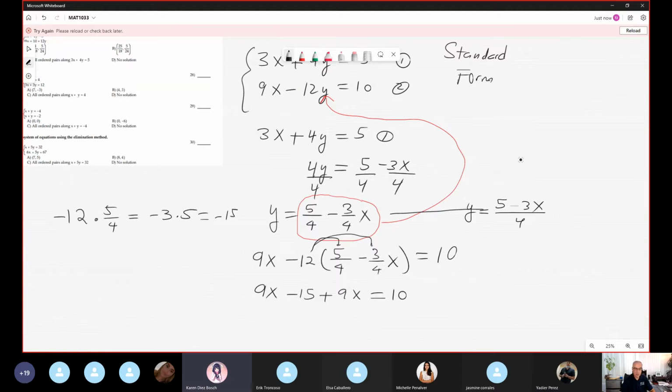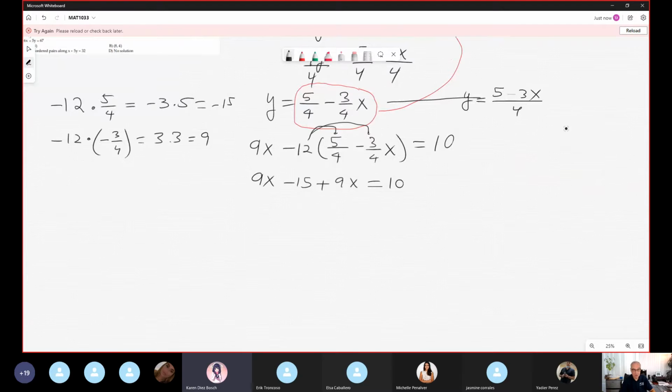Okay, and likewise, minus 12 times minus 3 over 4, okay, 12 divided by 4 is 3. So actually it's 3, but double negative becomes positive, 3 times 3 is 9. And now 9 plus 9 is 18. We combine later, 18x is equal to 10 plus 15, which is 25. Divide by 18 on both sides. x is equal to 25 over 18.